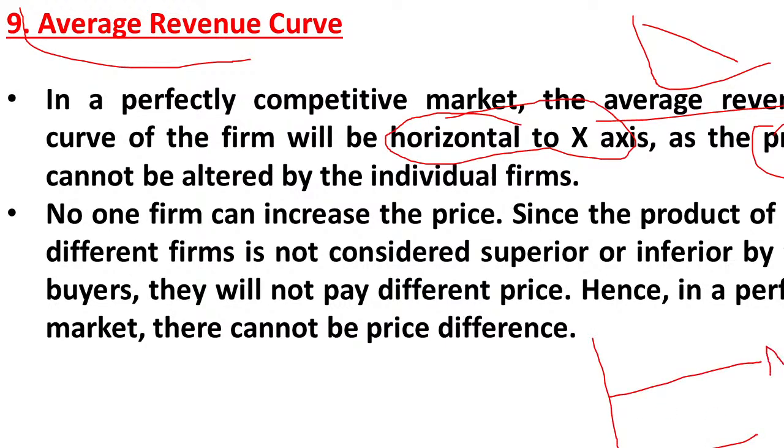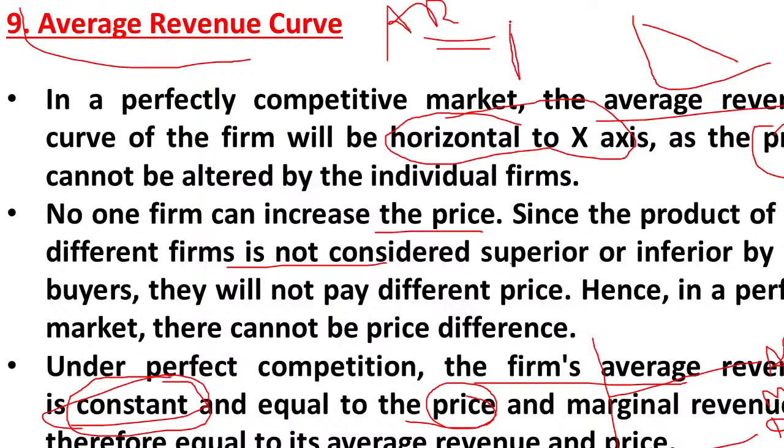So this is the AR curve in a perfect competition market, and this is the MR curve also, and this is the demand curve also. No one firm can increase the price, since the products of the different firms are not considered superior or inferior, because it is a homogeneous good. So one producer or seller is a price taker, and AR is equal to MR is equal to demand. Here marginal revenue is also equal to average revenue and price. So AR is equal to MR is equal to price.